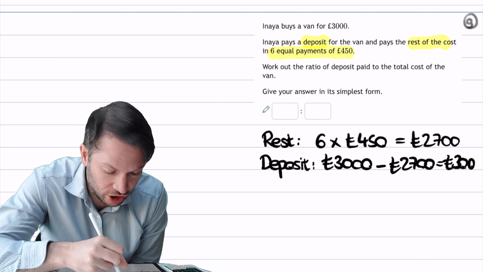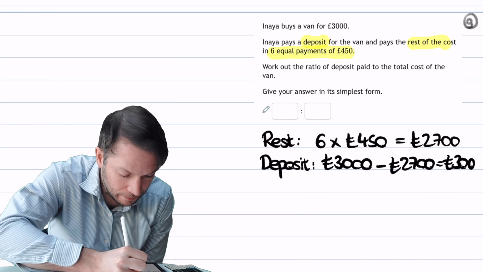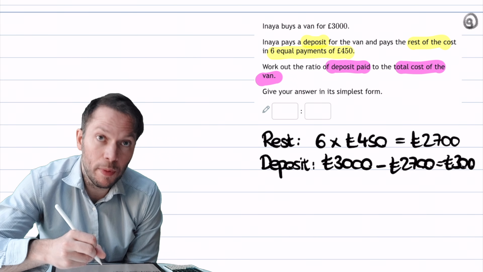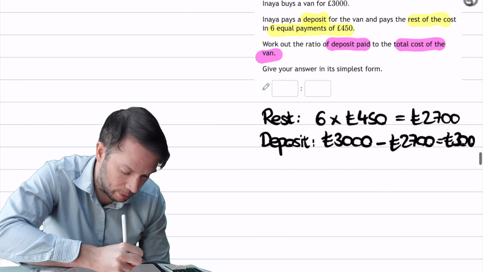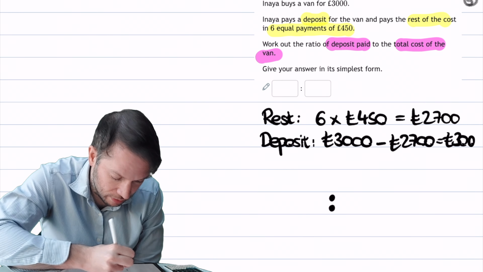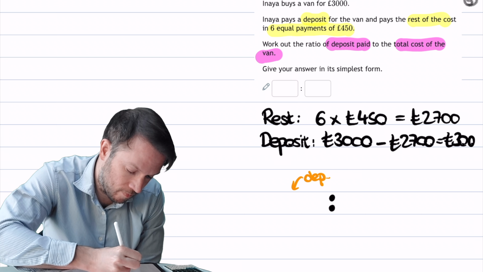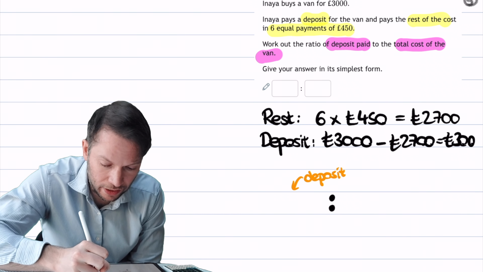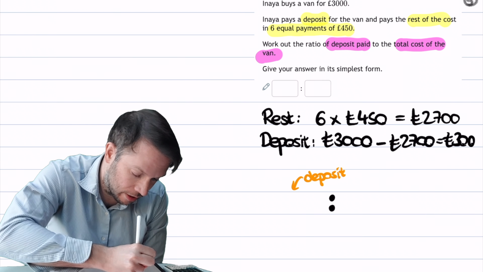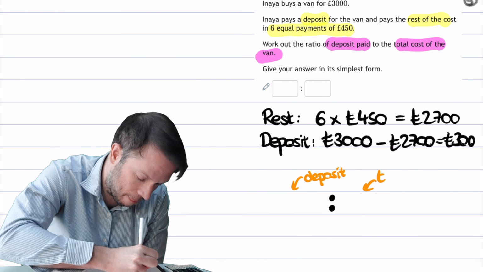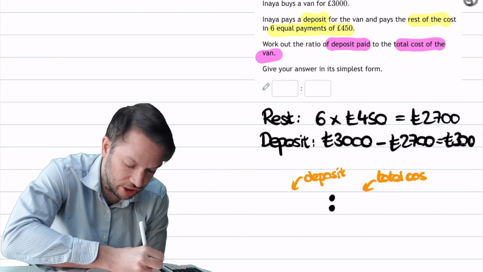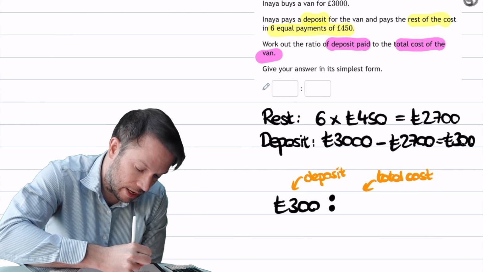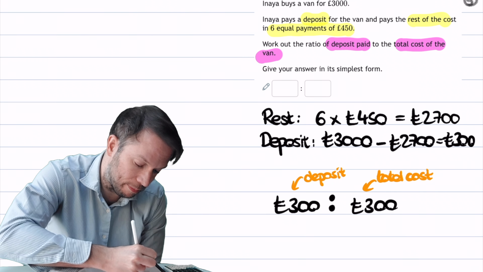Now it says the ratio we want is of the deposit paid to the total cost of the van. Now remember, we write a ratio with a colon in the middle. And it says the first number we want is the deposit paid. And it says the second number in the ratio is the total cost of the van, which we already know is £3,000. So let's just put those numbers into the ratio. The deposit we worked out was £300. And the total cost of the van was £3,000.